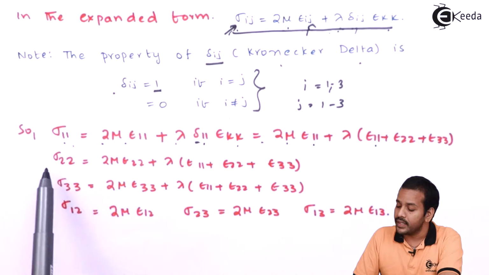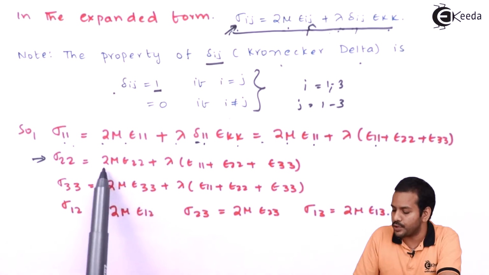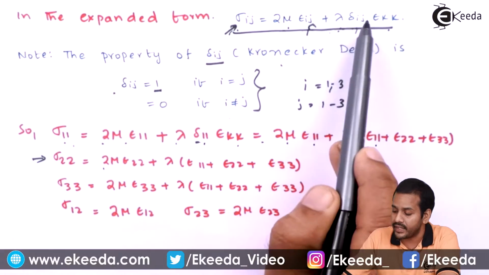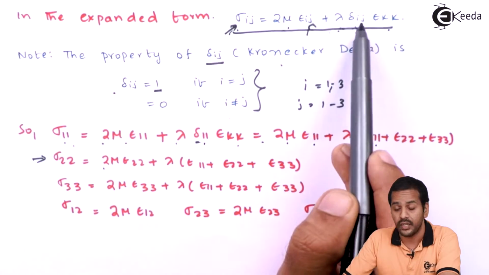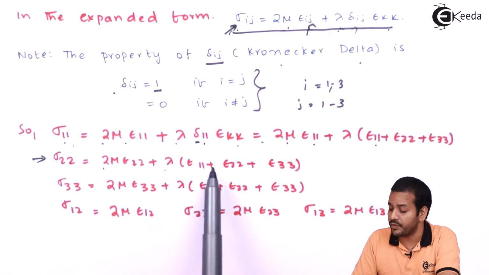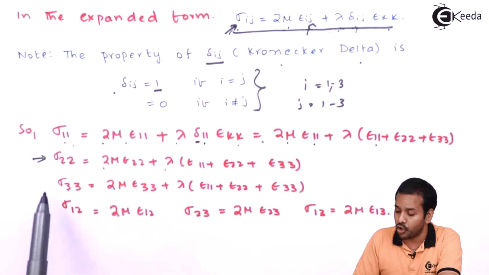Similarly, I can write the normal stress in the y direction, the second direction, sigma 22 as 2 mu epsilon 22 plus lambda into, again i and j will be 2 and 2, since i equals j that will be 1, so it will be lambda times again epsilon 11 plus epsilon 22 plus epsilon 33. Similarly, sigma 33. These are the normal components.